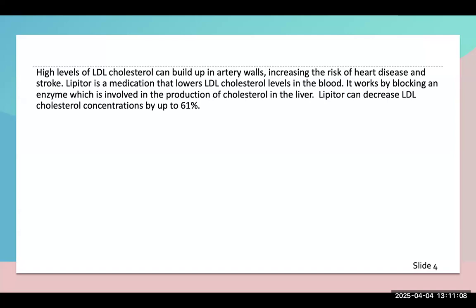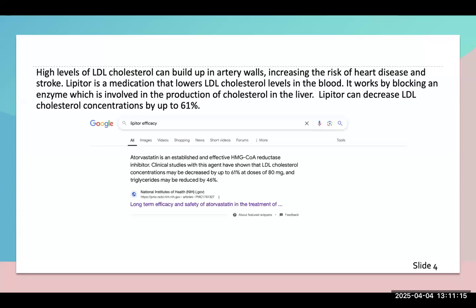Now, Lipitor can decrease LDL cholesterol concentrations by up to 61%. And I found this information just by looking it up on Google. I found an article from the National Institutes of Health that says clinical studies with this agent, Lipitor, have shown that LDL cholesterol concentrations may be decreased by up to 61%.